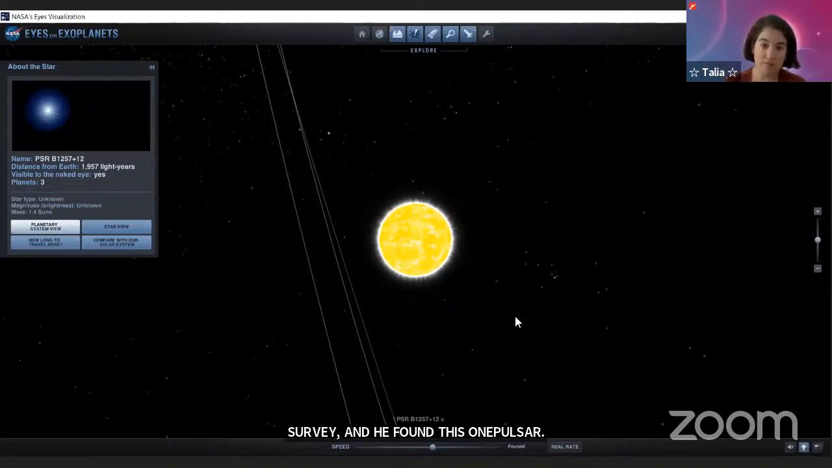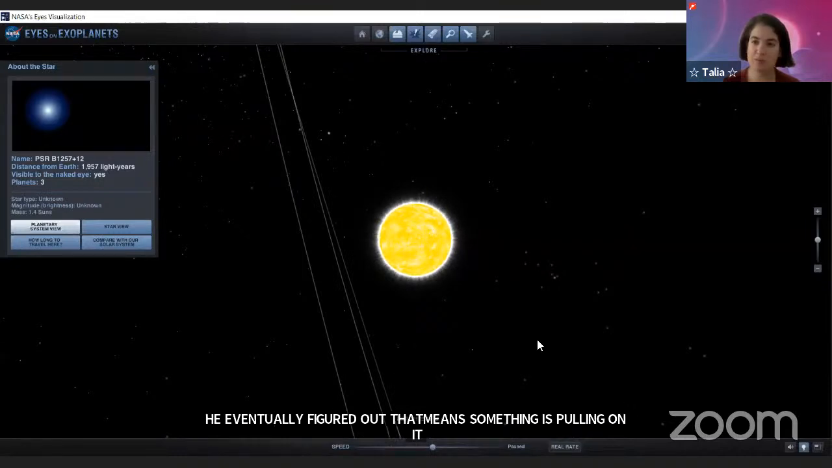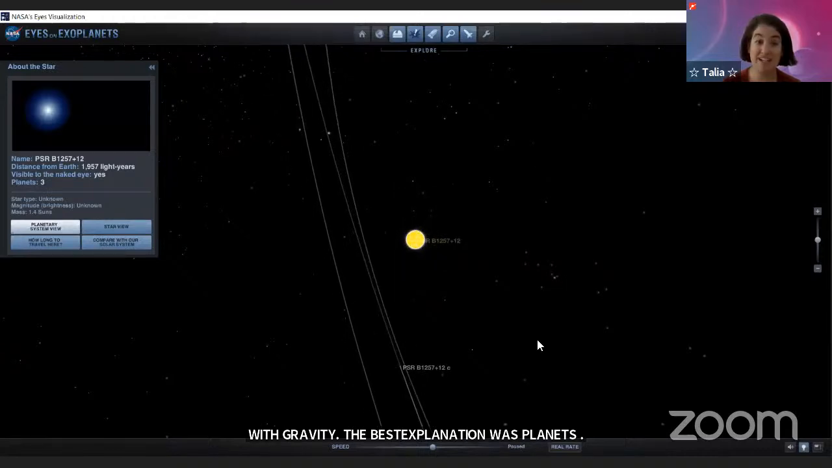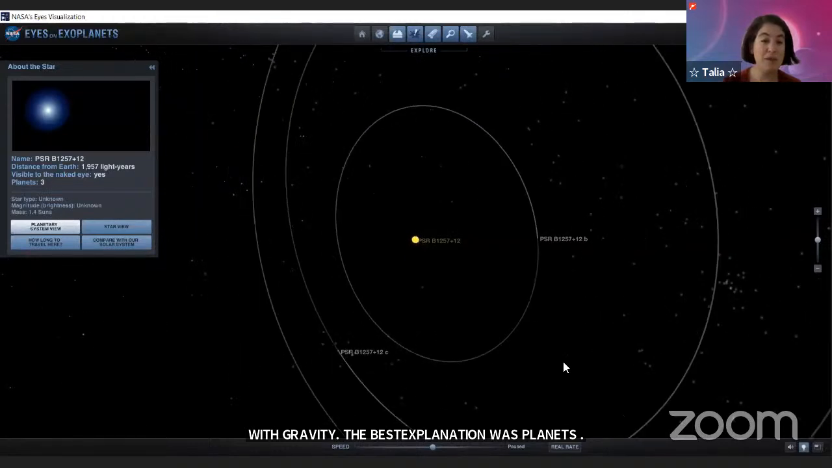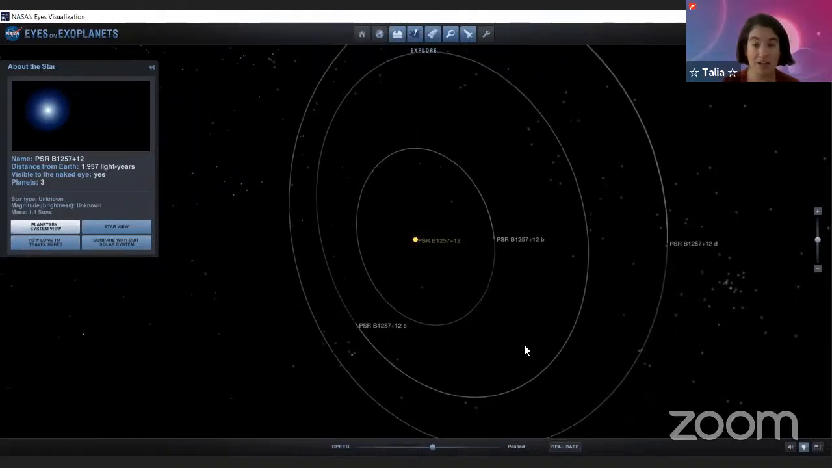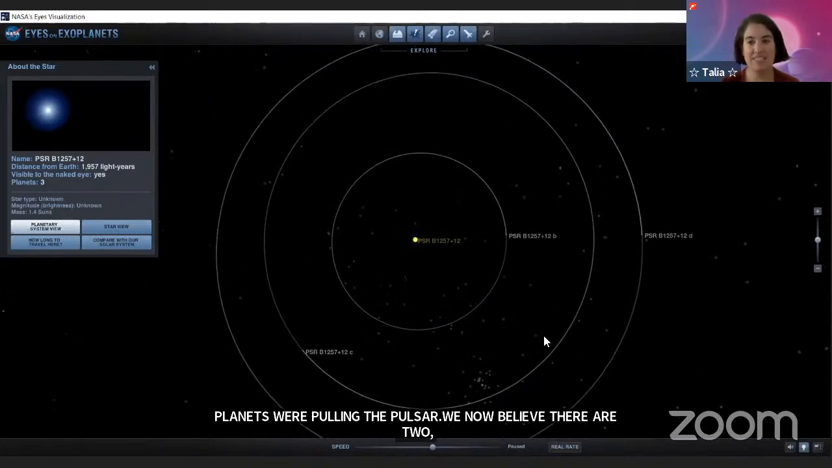But he found this one pulsar whose spin was off. It had a little hitch in it. And he eventually figured out that that means something's pulling on it with gravity. And the best explanation was planets. Planets orbiting this pulsar. So Katie's pulling us back now so we can see, we now believe there are definitely 2, maybe 3 planets going around this pulsar. And these were the first ever planets discovered outside our solar system.